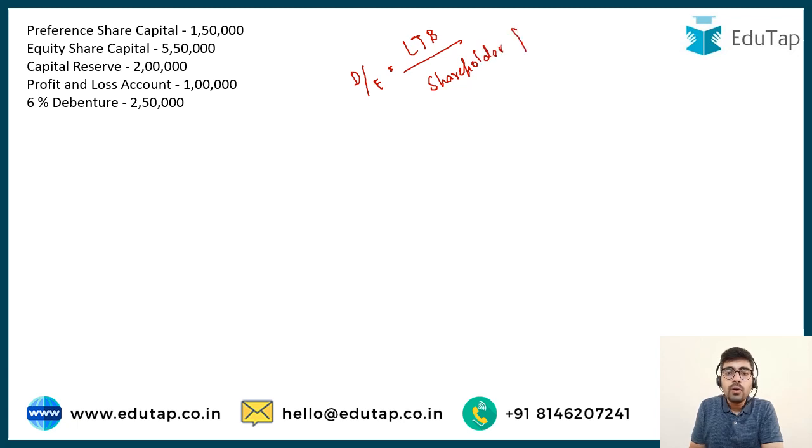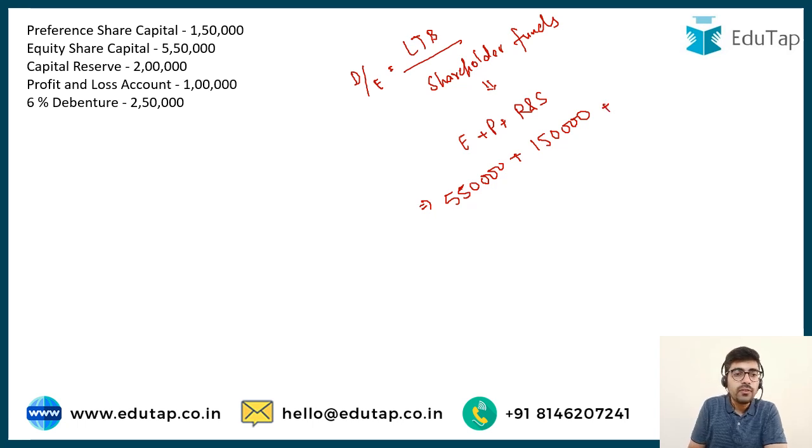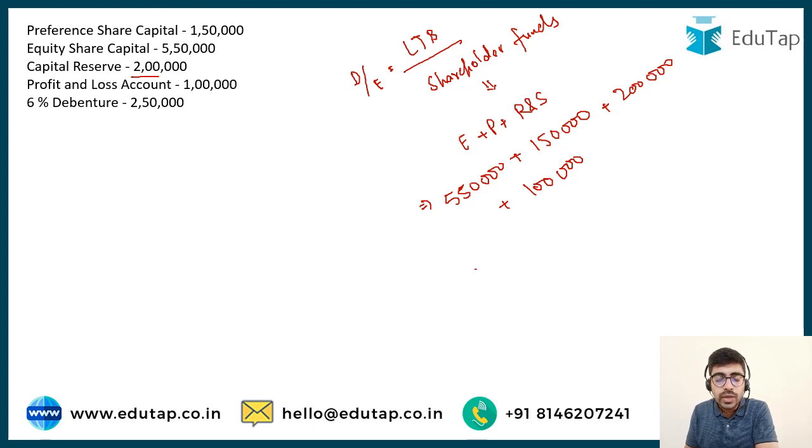And how do we compute the shareholder funds? The shareholder funds include equity share capital plus preference share capital plus all the reserves and surplus. So in this particular problem, the shareholder funds are going to be how much? Equity share capital is 5,50,000. Preference share capital is 1,50,000. Reserves and surplus, we have one capital reserve, 2 lakh. And we also have the balance of the profit and loss account, which is again a type of reserves or surplus which the company has generated. So if we add all of these, this would be 550 plus 1.5.